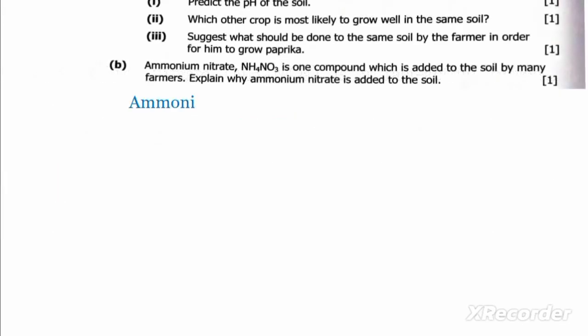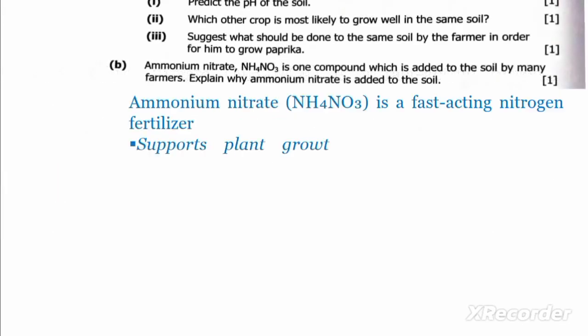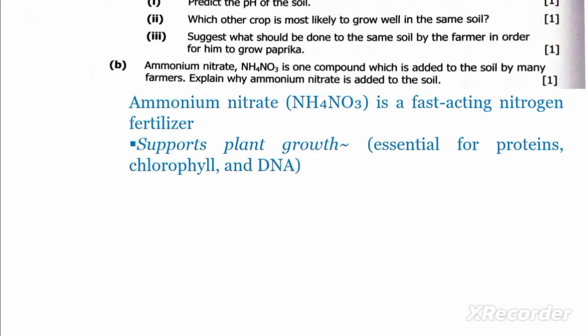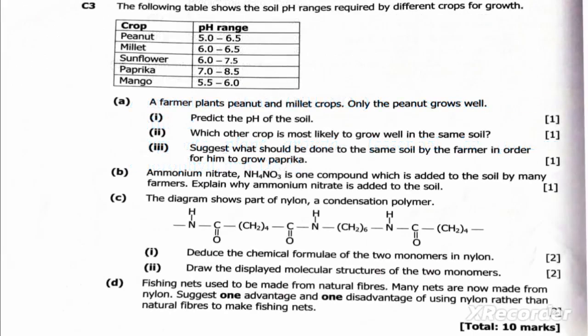So therefore we are going to say ammonium nitrate is a fast-acting nitrogen fertilizer. It supports plant growth. So the question is carrying 1 mark. The information given here is enough for 1 mark given at the end of the question.